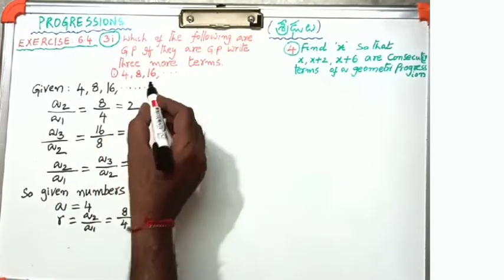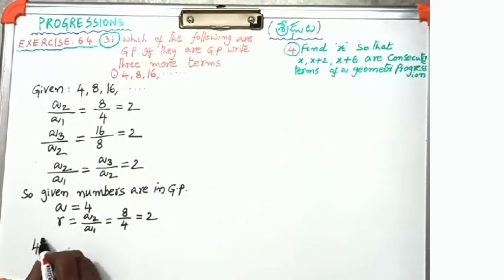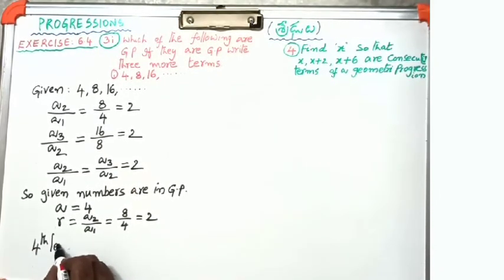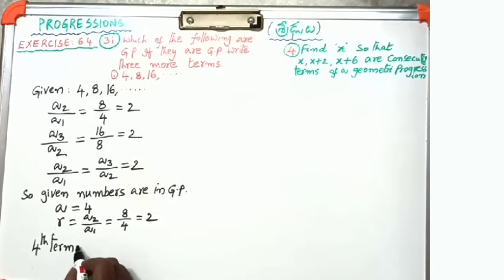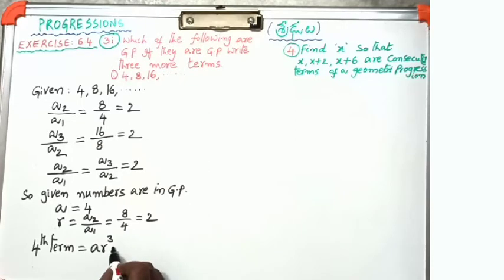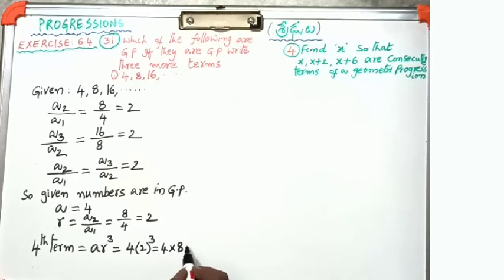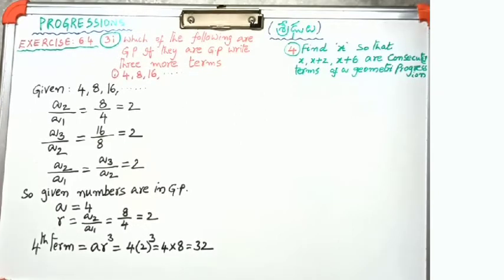So fourth term is equal to, in GP what is the formula for fourth term? AR cube, A is 4. Now we have to substitute A and R values in this. R value is 2. 2 cube, that equals 4 into 2 cube, which means 8. 4 8s are 32. So in the same way we have to find fifth term also.